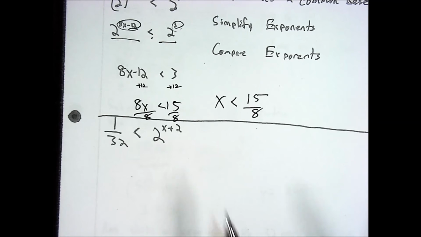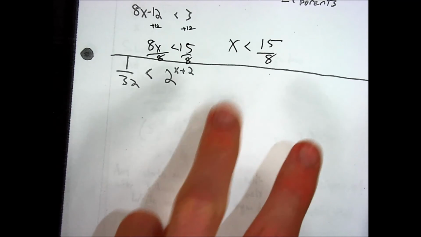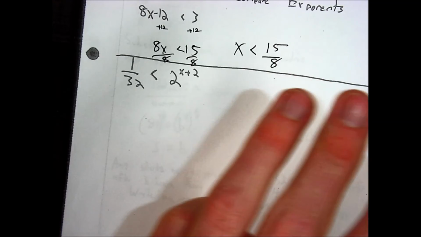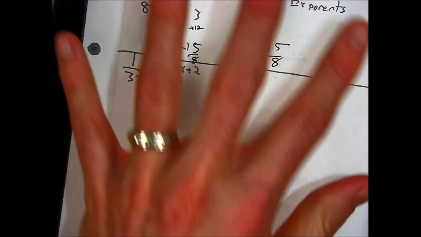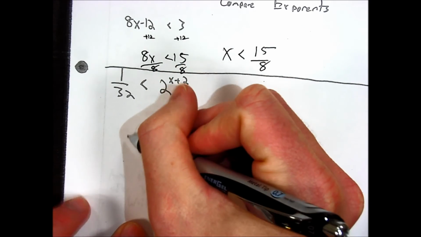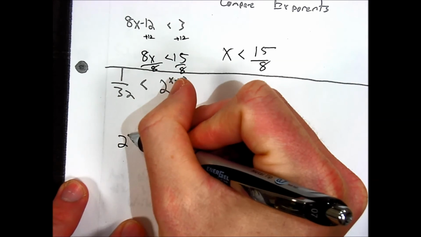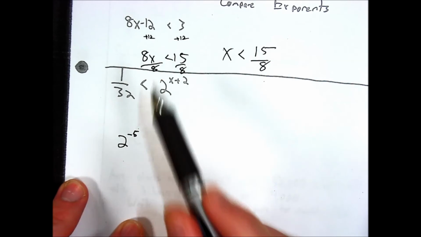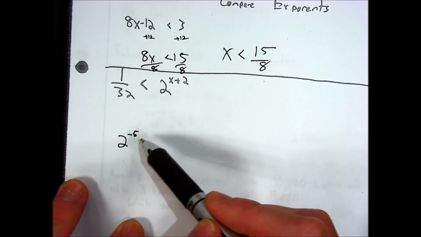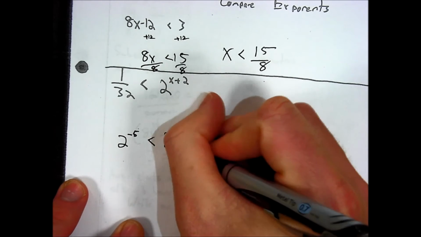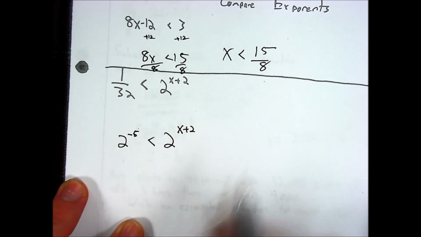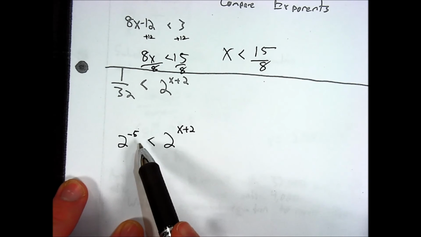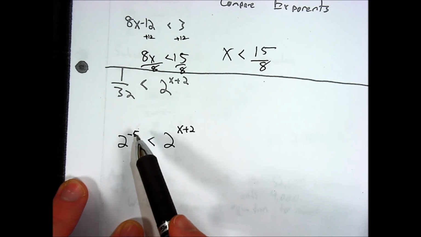One other little point, if you have 1 over 32. Think about that: 2 times 2 is 4, times 2 is 8, times 2 is 16, times 2 is 32. So 32 is 2 to the 5th. But how do I do 1 over 2 to the 5th? It's going to be 2 to the negative 5th. If it's 1 over a number, it's going to be a negative exponent. That's the big thing to remember from our previous lessons.